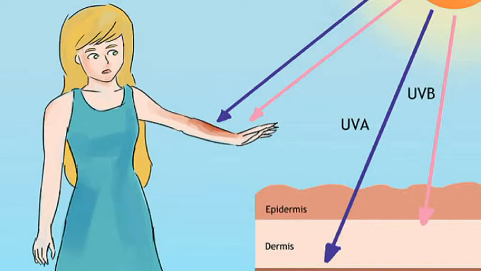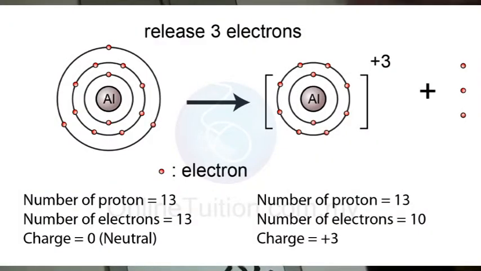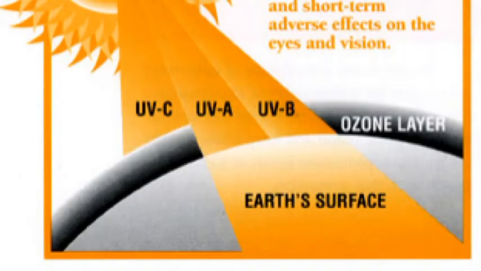A, B, and C are pretty manageable, but extreme UV, between 100 and 10 nanometers, is ionizing radiation. It's powerful enough to dislodge an electron and create ions. UVC is blocked by the ozone layer, but UVA and B can cause your skin to burn.